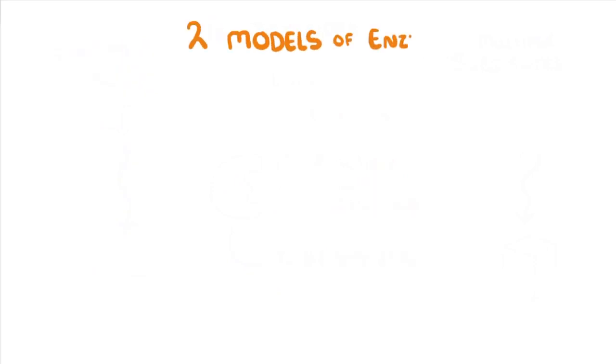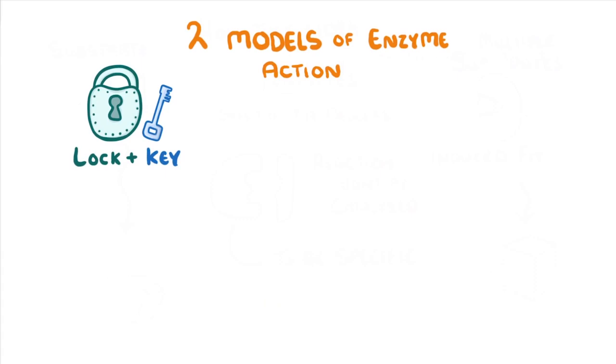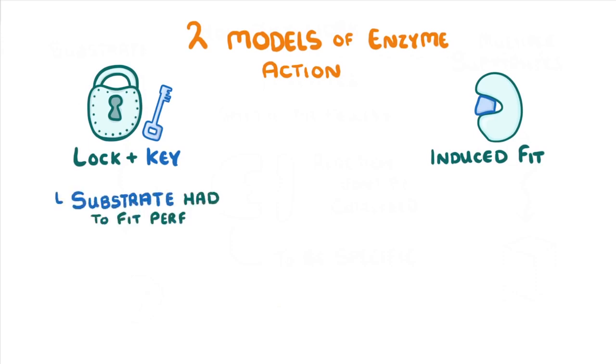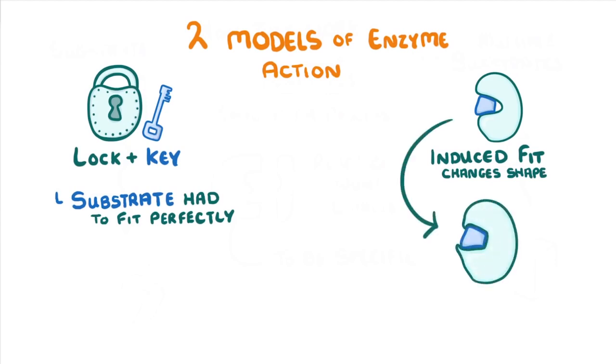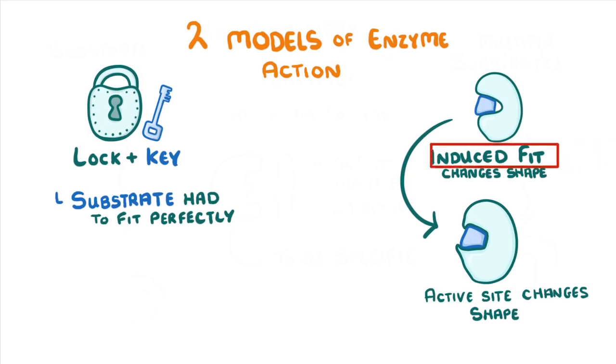There are two models of enzyme action that you need to know about: the original lock and key model, and the more realistic induced fit model. At first, scientists thought that the substrate had to fit perfectly into the active site, just like a key fits perfectly into a lock. However, we now know that the enzyme actually changes shape slightly, like this, so that it fits more neatly around the substrate. This idea that the active site changes slightly to perfectly fit the substrate is known as the induced fit model.